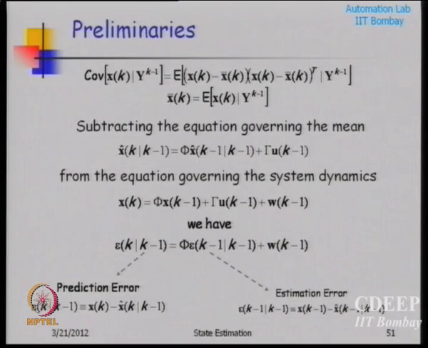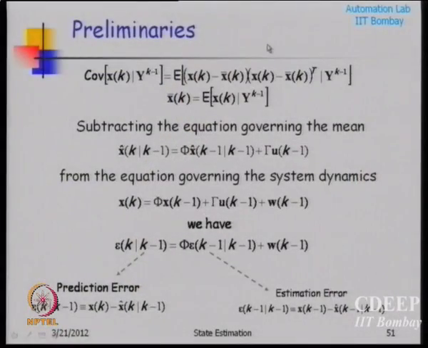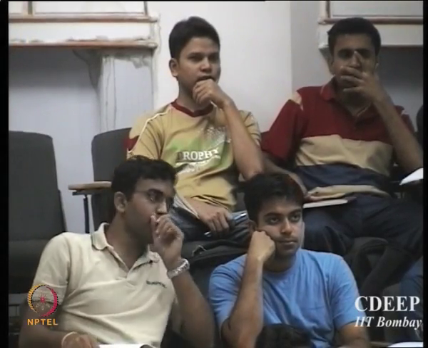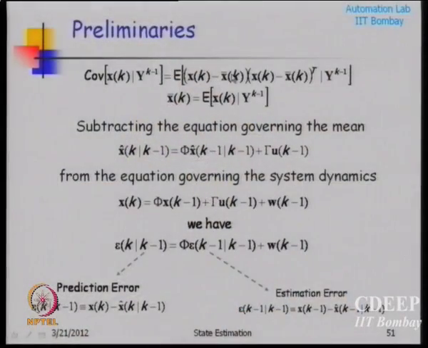Now we have to find out the covariance. x bar is nothing but x hat. I wrote it as x bar because if I write it here, it goes outside the slide. I have a practical difficulty. This x bar is nothing but the expectation of xk given yk minus 1. So I want to write the mean, the conditional mean, but if I write it inside, I have trouble.